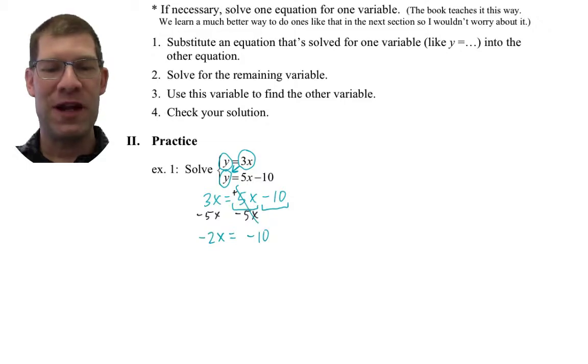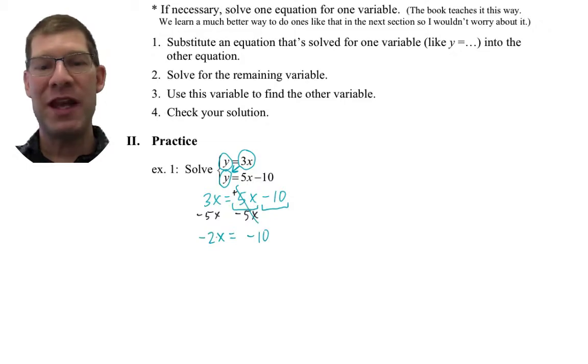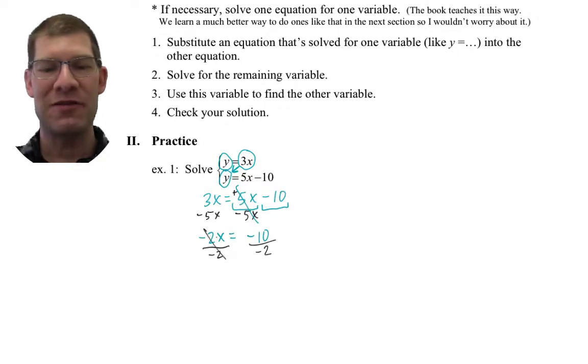All right, then to find x, x is multiplied by negative 2. The inverse, or opposite, of multiplying by negative 2 is to divide by negative 2. That'll cancel those out, and I get x equals 5.